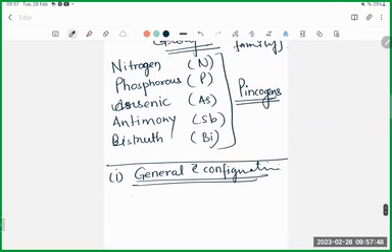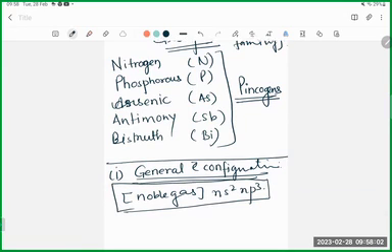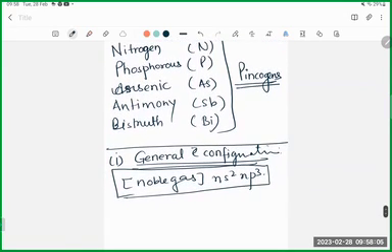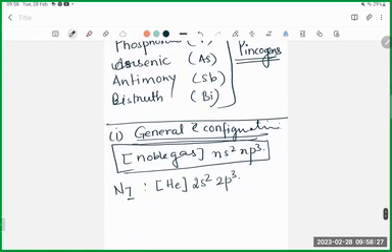So the configuration for this group, specifically group 15, noble gas, previous noble gas, and ns2np3. This is the general configuration followed from nitrogen till bismuth. If you want to write the electronic configuration, you can check. Nitrogen is 7, so the noble gas before it is helium. Helium represents 2 electrons, and the 5 electrons are represented as 2s2 and 2p3. This is the electronic configuration.